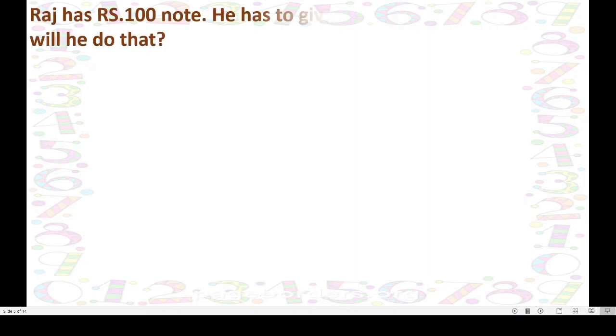Dear children, one sum we will go through. Raj, a boy, has a rupees 100 note. He has to give rupees 58 to Samir. How will he do that? Now, dear children, Raj and Samir both are friends and Samir brought a book for Raj. So, Raj has to give 58 rupees to Samir. Raj has only one note, that is of 100.